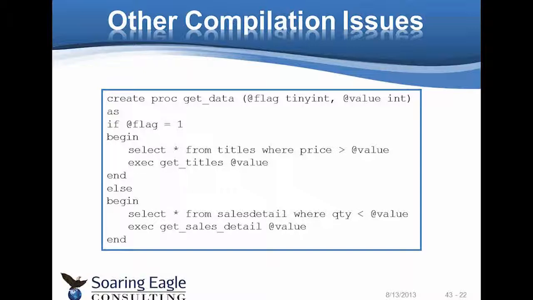If I'm bringing back titles for a particular price, I might plug in a price like $20. Here's the thing. When I go and optimize this for a price greater than 20 bucks, that next SQL statement is also being optimized, but it's for quantity less than 20, which may or may not make any sense at all. If I'm passing in a flag which is 0 and 5,000, the first time the titles is optimized, it's being optimized for price greater than 5,000, whereas sales detail is being optimized for quantity less than 5,000.